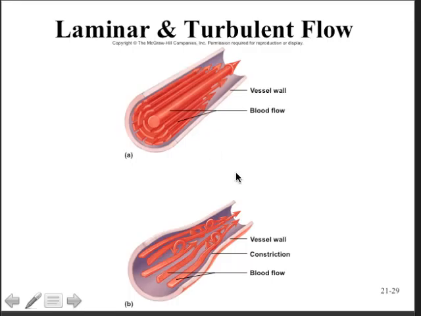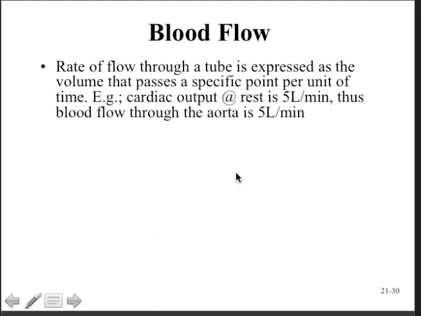This is one of the reasons we worry about arteriosclerotic plaque building up in the walls of arteries. It narrows the vessels, causes turbulent flow, slows down blood flow, and can cause blood to clot. The rate of flow through a tube is expressed as the volume that passes a specific point per unit time. As an example, cardiac output at rest is 5 liters a minute. As a result, blood flow through the aorta is the same.